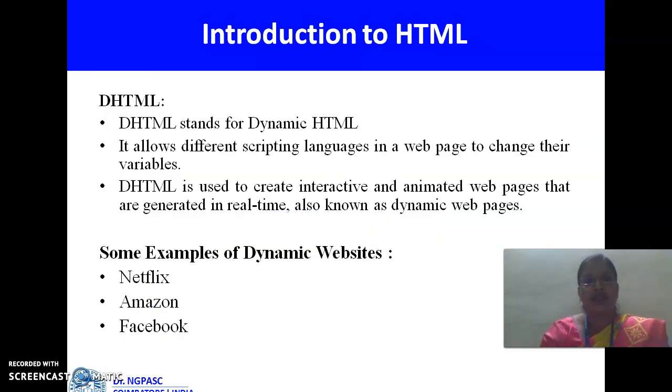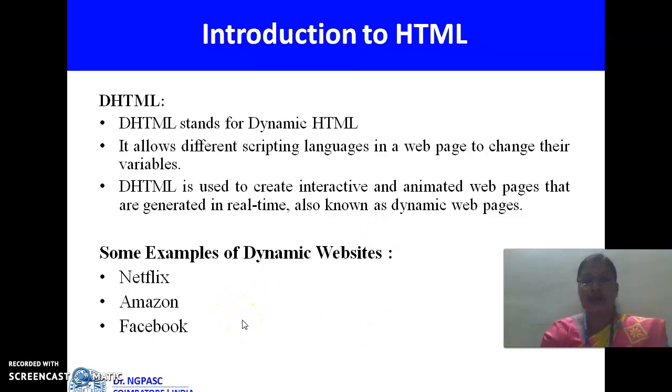The next one is DHTML. Why we go for DHTML is because using HTML we can create only static web pages. We can't go for dynamic web pages. That's why we are learning DHTML. DHTML stands for Dynamic HTML. It allows different scripting languages in your web pages to change the variables. DHTML is used to create interactive and animated web pages that are generated in real time, also known as dynamic web pages. Some examples of dynamic websites are Netflix, Amazon, Facebook.